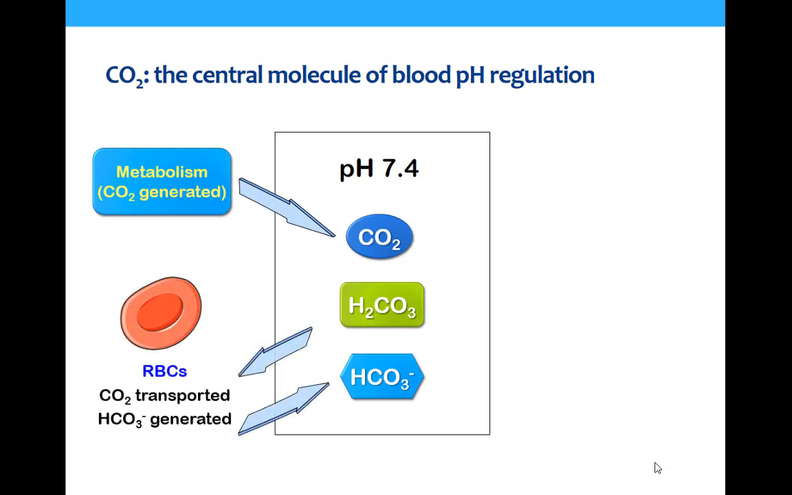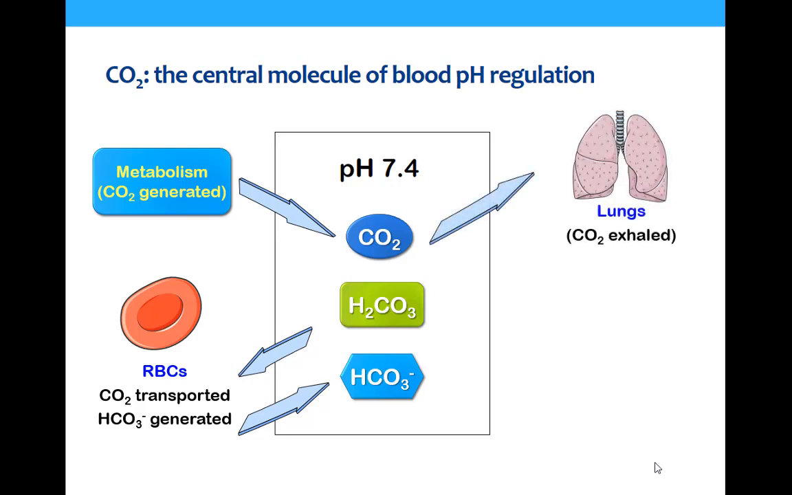All right. RBCs, these red blood cells, their main function is oxygen transport. You all know that, right? But they also help in transport of CO2, and they can also generate some bicarbonate and contribute it into the blood. Okay. On the other hand, lungs can directly remove CO2, right? So they can actually fine tune the amount of CO2 in the blood.